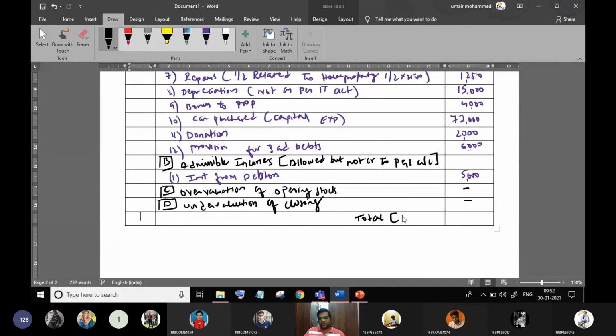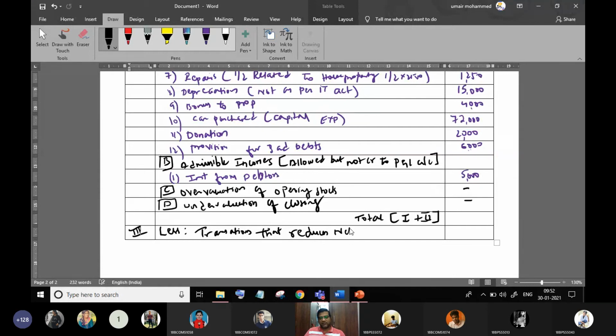So let's do the total now. Total of step 1 plus 2. So let's record the total. We'll do that a little later. Now let's move on to step number 3. What is step number 3? Less: transactions that reduce net profit.